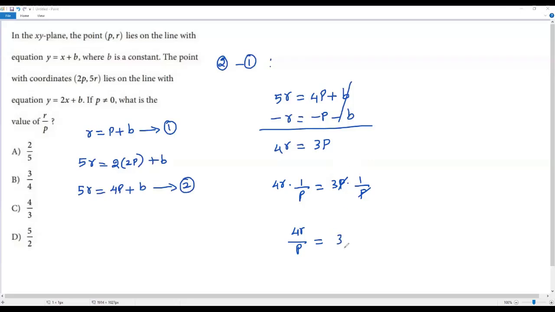Still I have to get rid of this 4 so that I can get the value of r over p. To get rid of the 4, I'm going to multiply both sides by 1 over 4. So when I multiply both sides by 1 over 4, the 4 cancels out. On the left side, we just have r over p. On the right side, 3 times 1 over 4 is 3 over 4. I got the value of r over p. So the value of r over p is 3 over 4. The correct answer choice for this question is option B.